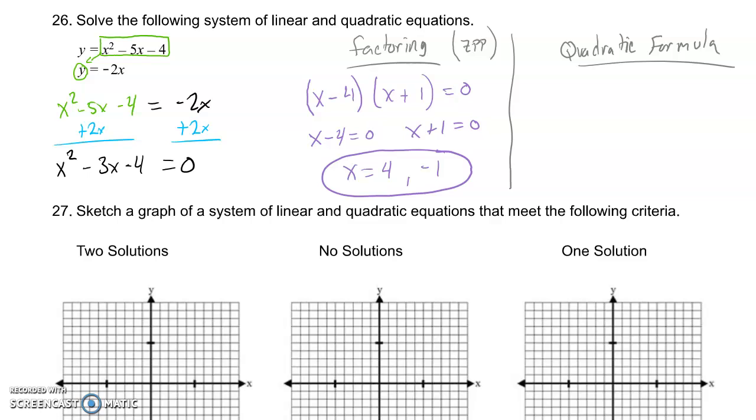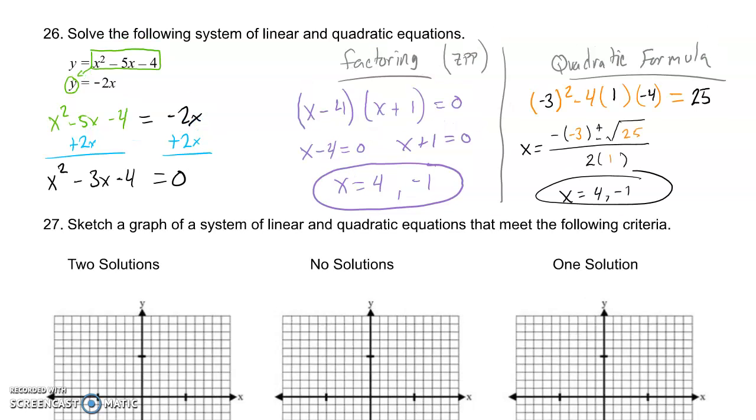The other option we've used a lot is quadratic formula. And if we use quadratic formula, we get the same thing. B squared minus 4ac is 25. 3 plus or minus 5 divided by 2 is going to give us either 4 or -1.